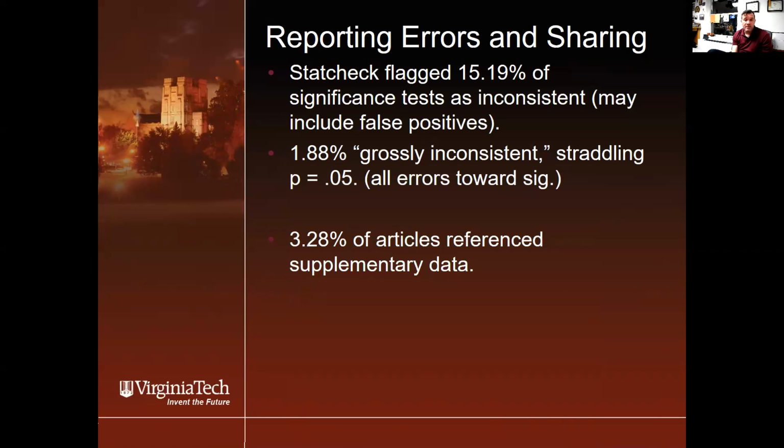Lastly, we looked at the interest in open science and data sharing. Basically a very small number, less than 5%, a little over 3% of articles referenced supplementary data at all. So that's a chance to catch these kinds of mistakes and problems that is not being taken advantage of enough.